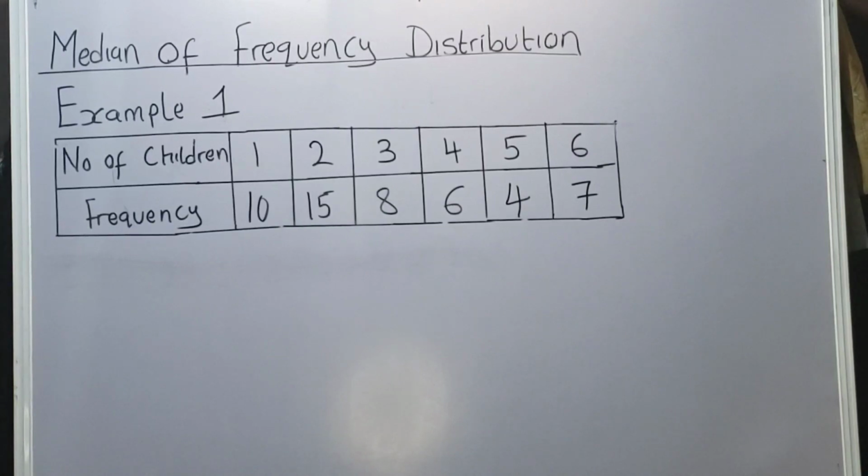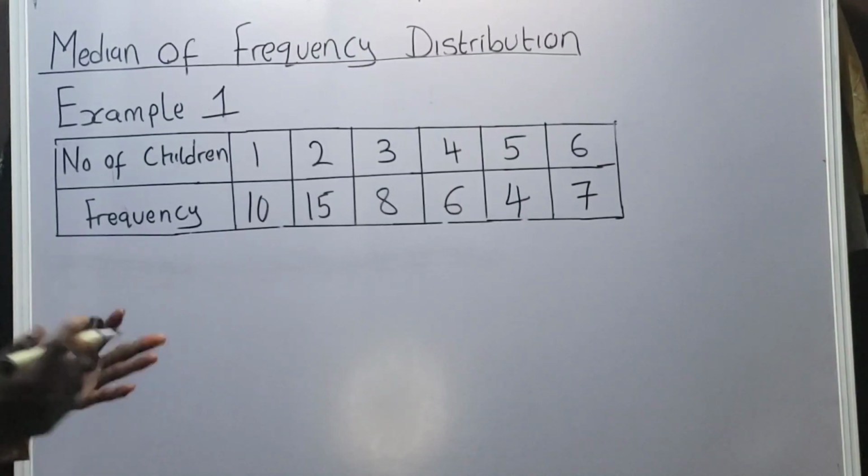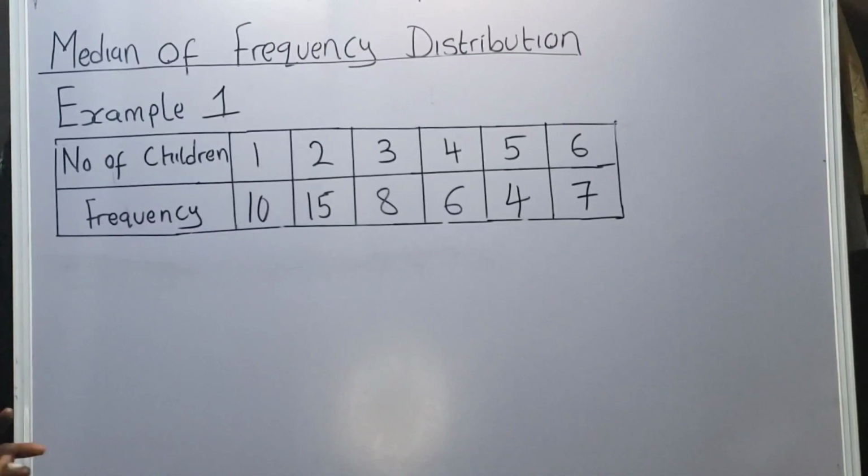To determine the median of this frequency distribution, we first need to determine the position of the median class. Are you getting what I'm saying? In order to determine the position of the median class, we need to know whether the total number of elements or values in our frequency distribution is even or odd. If it is even, we are going to use this formula to determine the position of our median class.